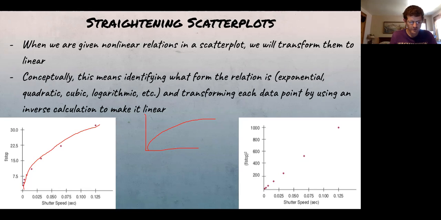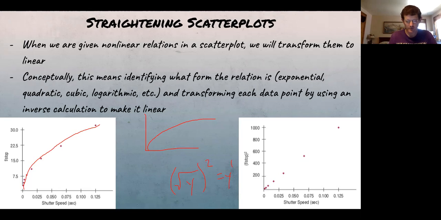So how do you get rid of square root? If that's the square root of y, how do we get rid of that? We square it. We do the inverse. So if you square the square root of y, you just get y to the first power, and that's what we're looking for. Linear is the first degree.